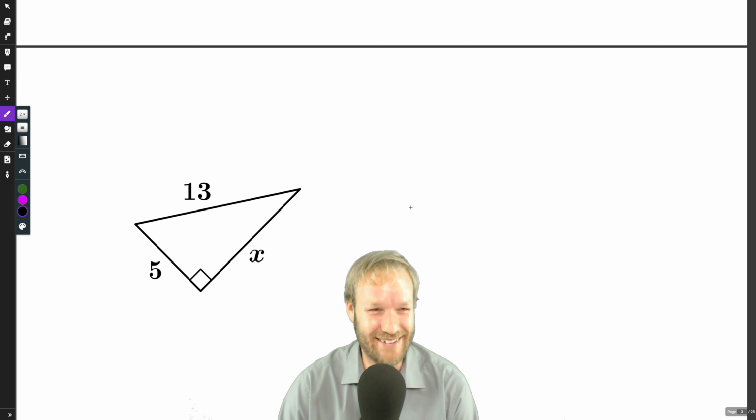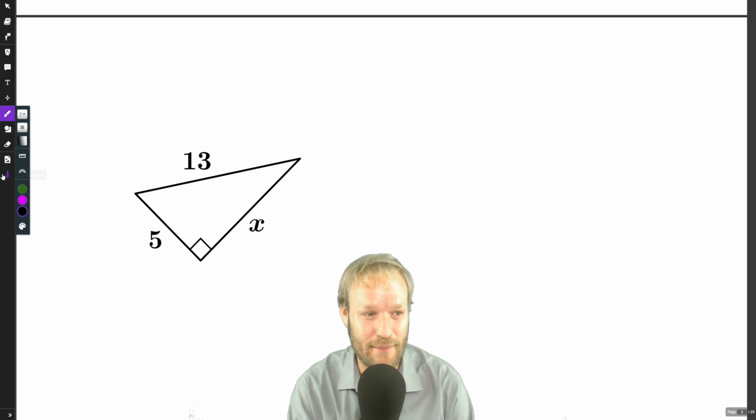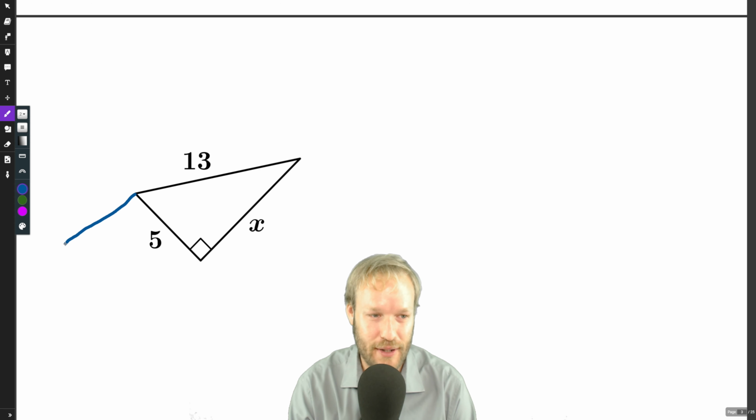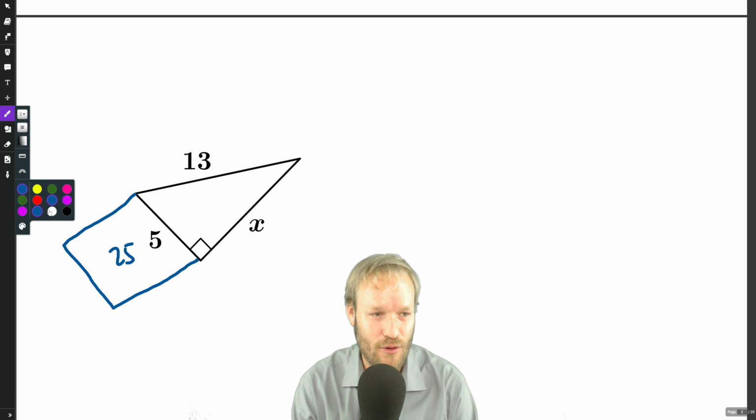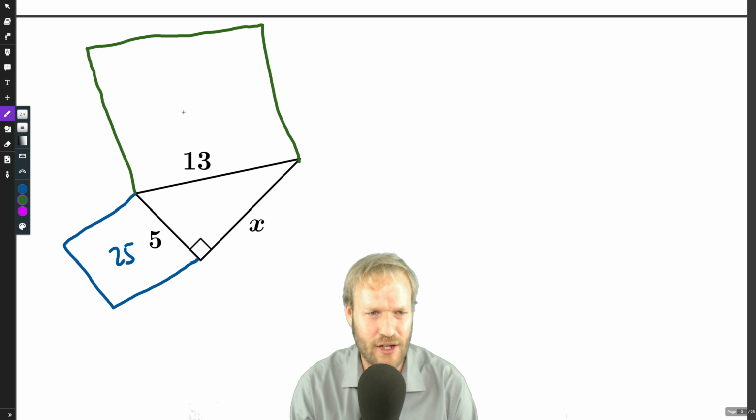Okay, so again, here's our picture. Here's what we're imagining. It's up to you how much of this you write. But we're picturing that our theorem works by having squares. So we've got a square here with an area of 25. We've got a square here on this side, which is going to turn into a bit of a wonky square, but that's fine, with an area of 13 squared.